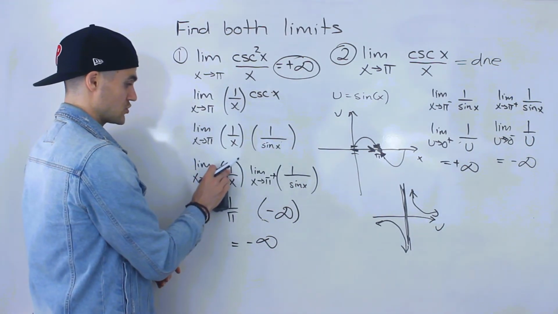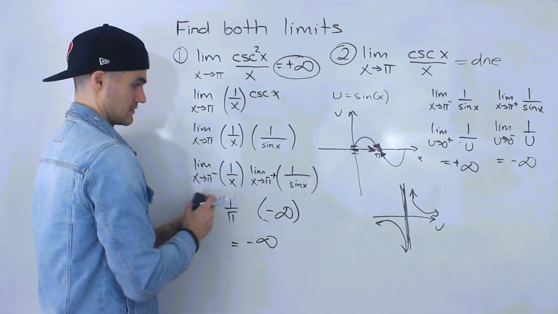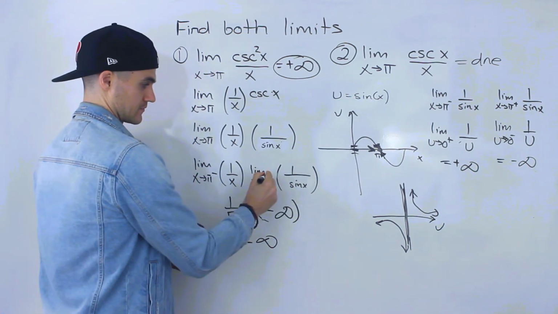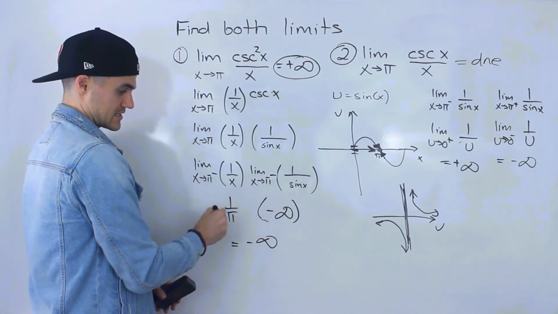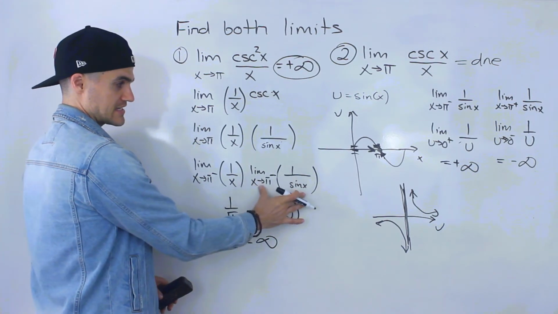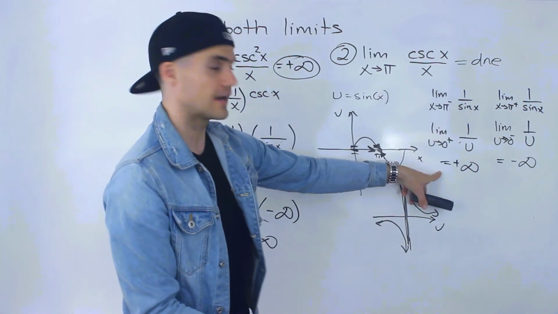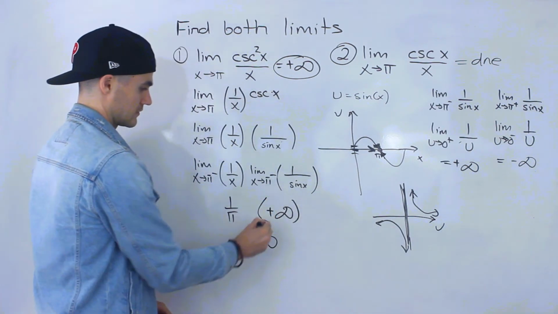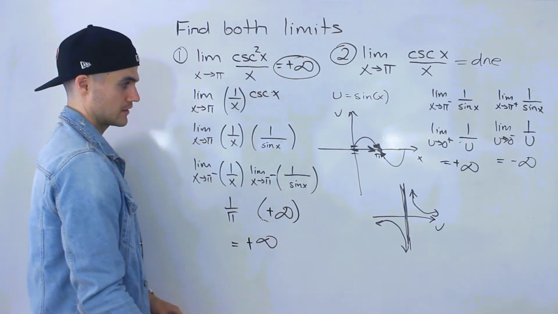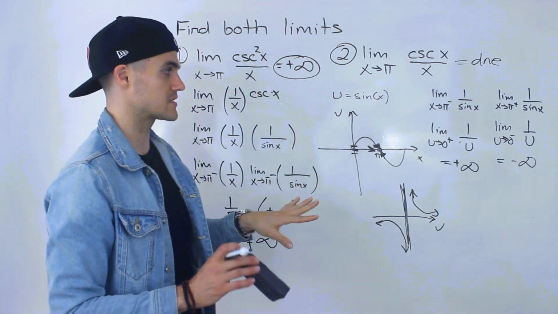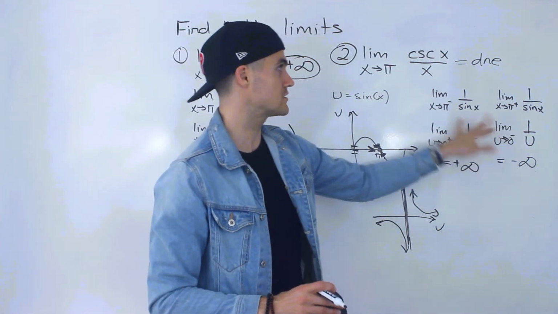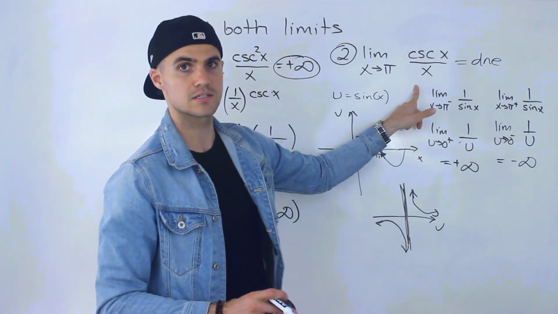And then as we approach it from the negative side, this is still going to stay 1 over pi. And then this here is going to end up being positive infinity, which would make this positive infinity. And so it's approaching two different values, and so this limit does not exist.